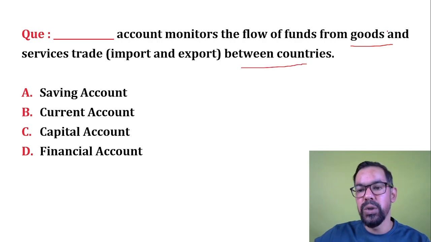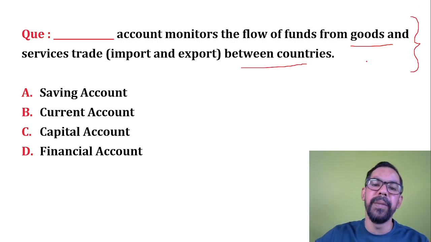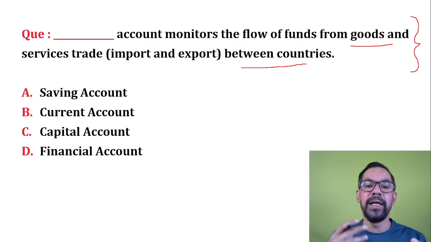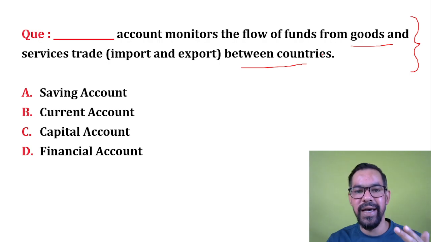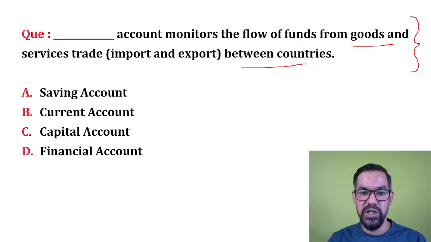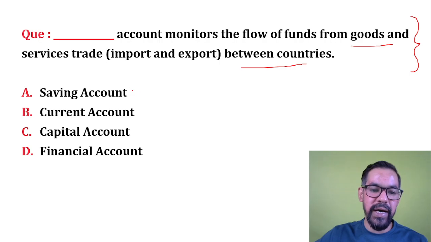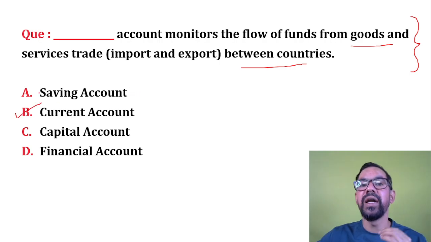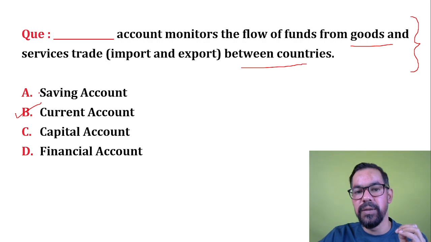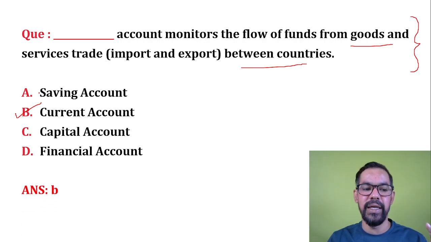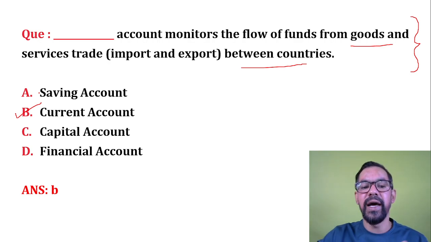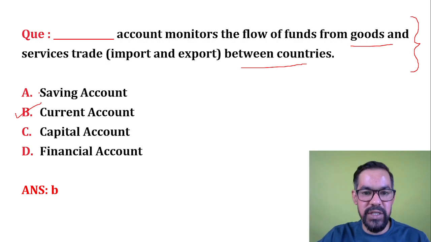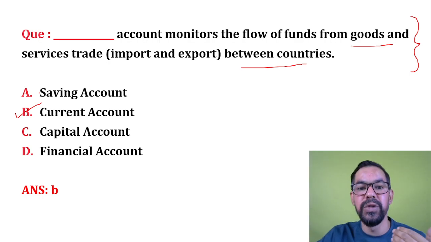Next question: which account monitors the flow of funds from goods and services, or import and export, between countries? This question is related to balance of payment. If you study balance of payment further, we have three accounts: one is the capital account, another is the current account, and the last is the financial account. What will be the correct answer for this question? Current account, which basically maintains the overall import-export data of our economy. The current account generally deals with the import and exports of goods and services.